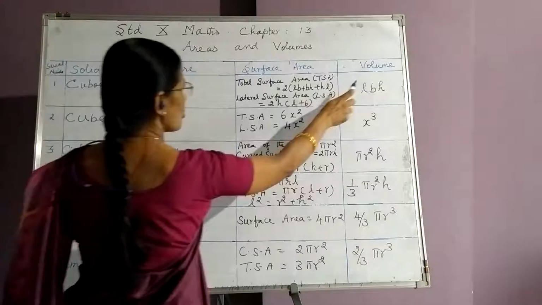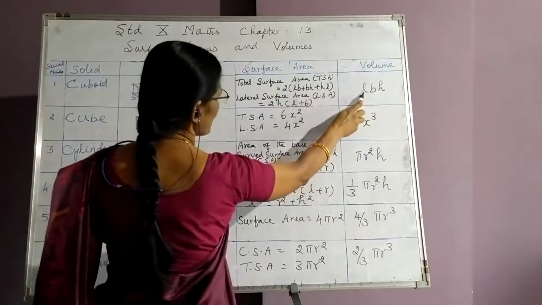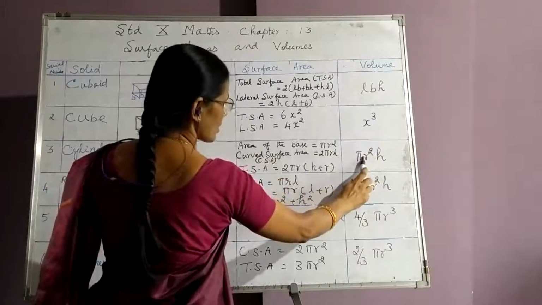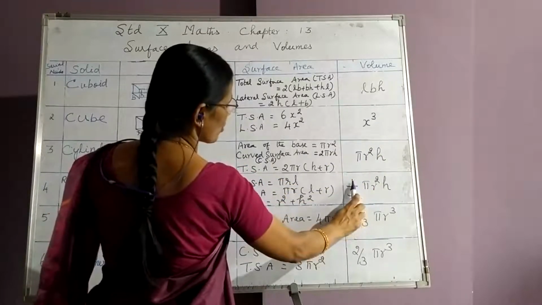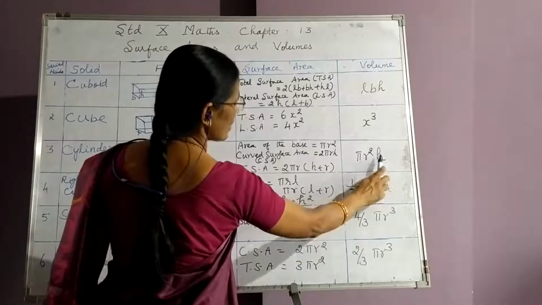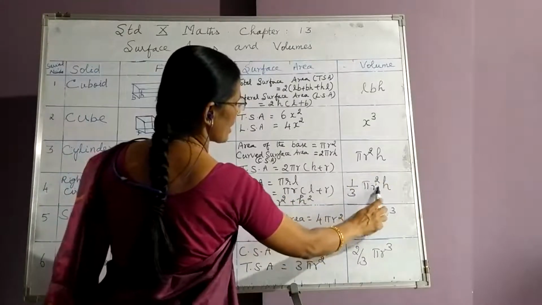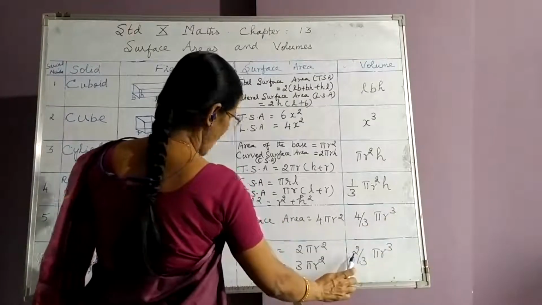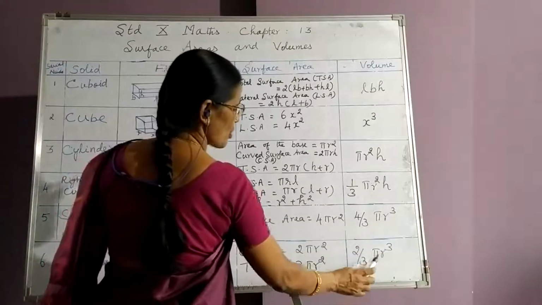Then the corresponding volumes are written. Volume of a cuboid is LBH. Volume of a cube is x cube. Cylinder, pi r square h. Volume of a cone is 1/3 of the volume of the cylinder, that is 1 upon 3 pi r square h. Volume of sphere is 4 upon 3 pi r cube, and volume of hemisphere is 2 upon 3 pi r cube.